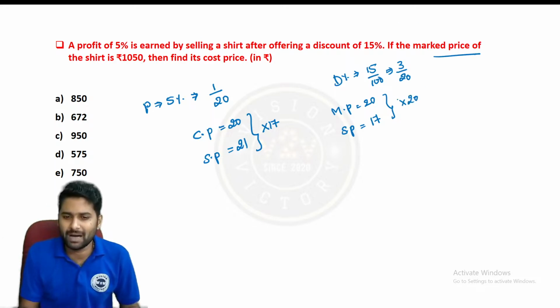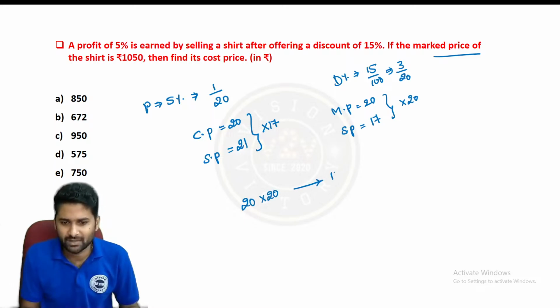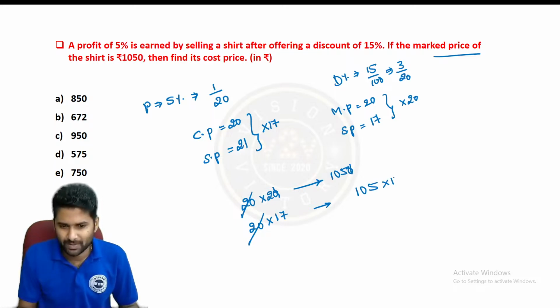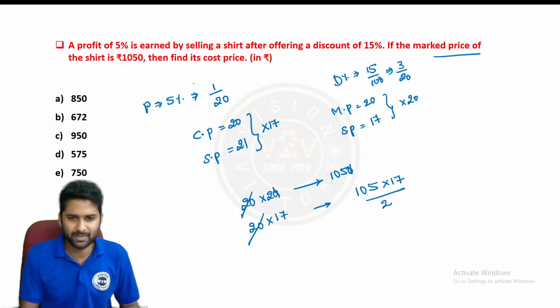Another question here, what is the market price? Guys, market price means 20 is multiplied by 20, which is exactly equal to 1050. Now what is the cost price? Cost price means 20 is multiplied by 70. Is it clear? See, check the comparison. Now again see here, 0, 0 cancel. Finally, 105 is multiplied by 17 is divided by 2. So let me check here the market price of the shirt.